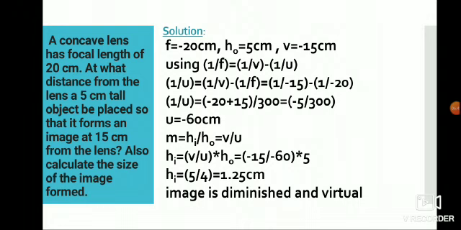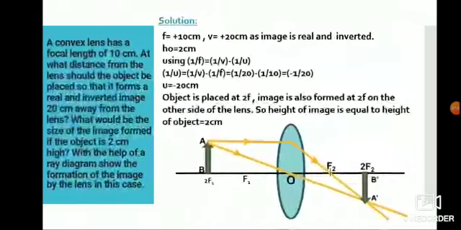So height of object is 5 centimeter, height of image is 1.25 centimeter, which clearly gives you the idea that the image is diminished. And we know it's virtual because it is a concave lens. Okay. So the image is diminished and virtual. Easy it is. If you know sign convention, you can easily solve the numericals. Fine. Now let's see the next question.